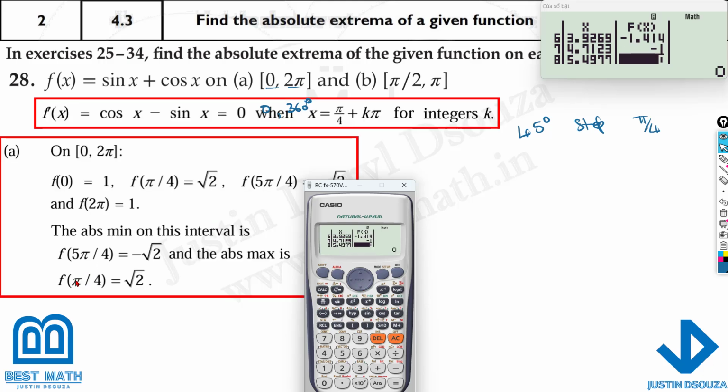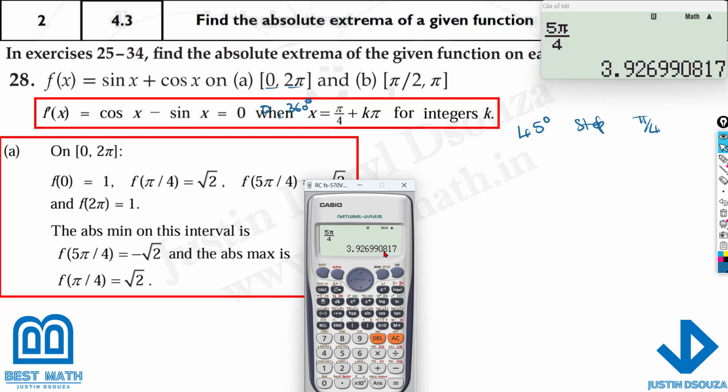Let's look over here. Pi by 4 is the maximum. That is root 2. 1.414 is the root 2 value. See, it's square root 2. And 5 pi by 4 is the minimum over here. 5 pi by 4 means, you can see it's 3.926, right? So that's the thing. Let me just show you, 5 pi by 4 is equal to 3.92699. That's how we solve this.